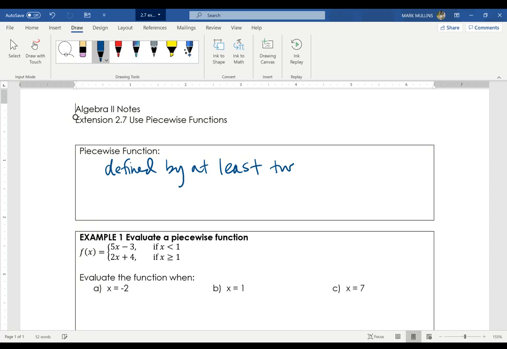So you can kind of see how it fits into this chapter, right? We have multiple equations, kind of like we would with a system. But each of these, so each of the functions we're working with, apply to a different part of the domain.